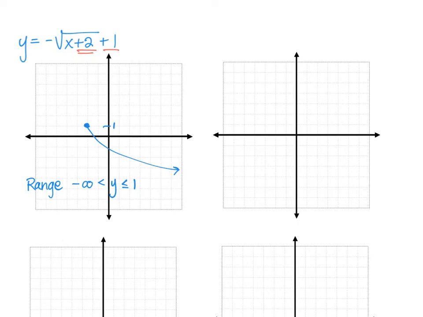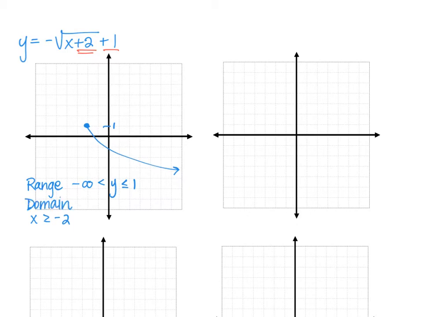The domain of this graph is based on the fact that square roots cannot be negative. So I take what's in the square root, which is x plus 2, and I set it greater than or equal to 0. Then I subtract 2 from both sides. And so the domain is x must always stay greater than or equal to negative 2.